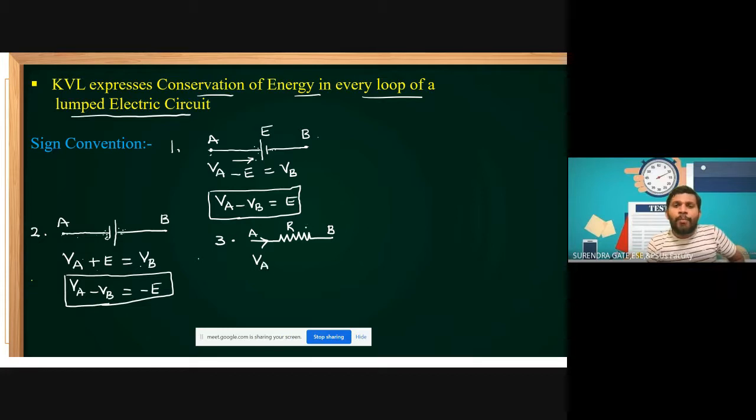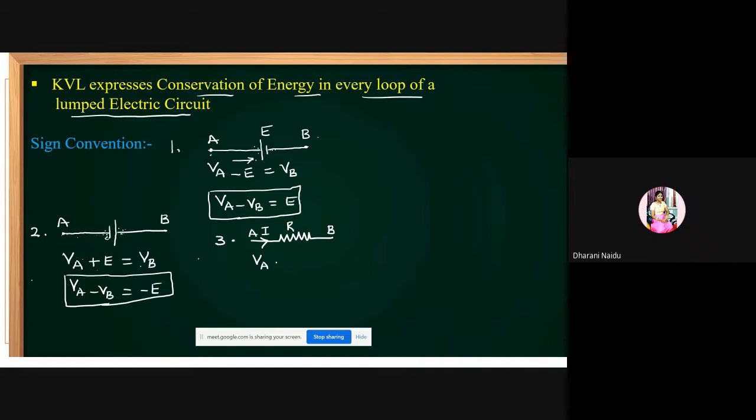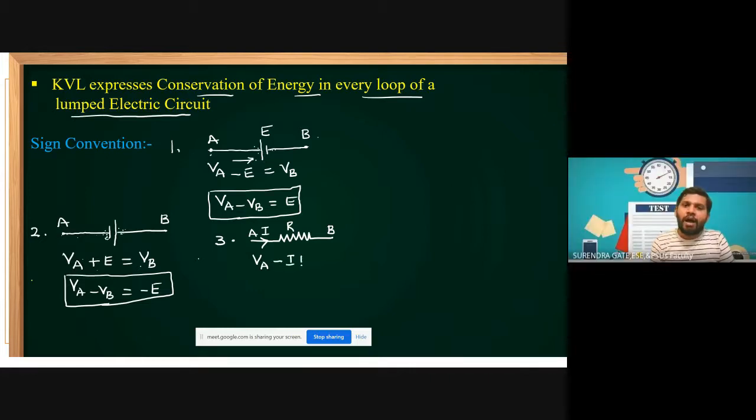Always, the voltage across the resistor is nothing but a drop. Drop is always a fall of voltage. Fall of voltage means you take positive or negative? Negative. Yes, negative. That is VA minus IR equal to VB. Then what can we get, students? VA minus VB is equal to I into R. Like this we can apply.